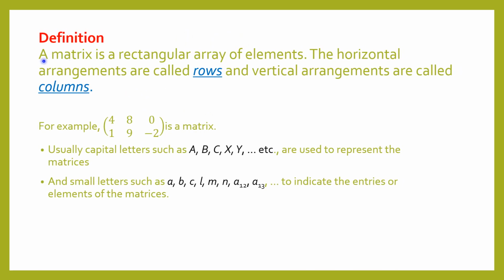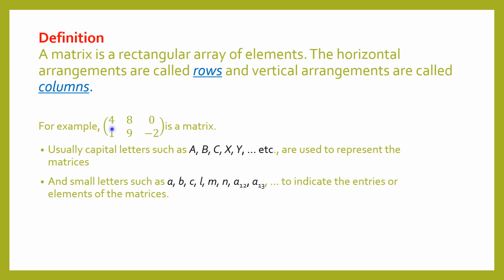Definition: a matrix is a rectangular array of elements. Here, rectangular array means rectangular arrangements. The horizontal arrangements are called rows and vertical arrangements are called columns. For example, here we are having one matrix. This is called a row and this is called a row. So, for this matrix, we are having two rows.